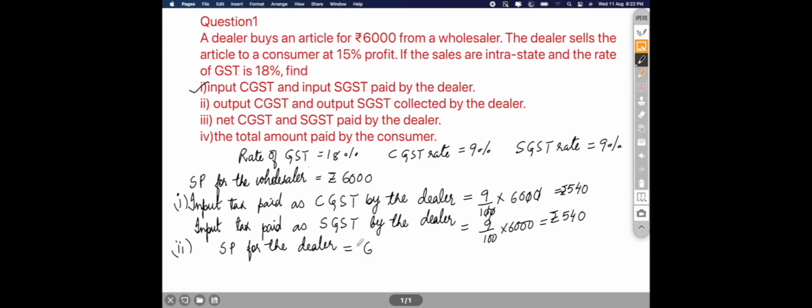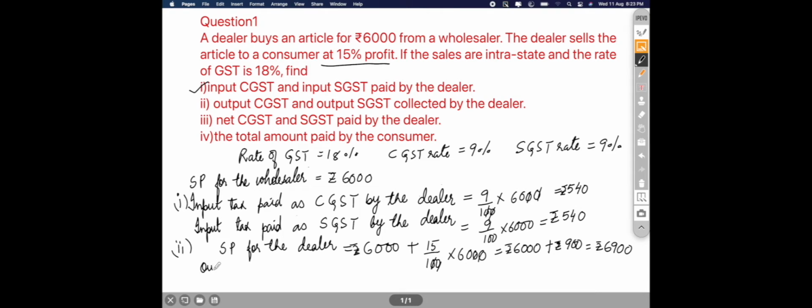Selling price for the dealer is 6,000 rupees plus, you can see here he is selling at 15% profit, right? So 15% of 6,000. So this is equal to rupees 6,000 plus, if you evaluate, 15 into 60 will give you rupees 900. So addition gives you 6,900 rupees.